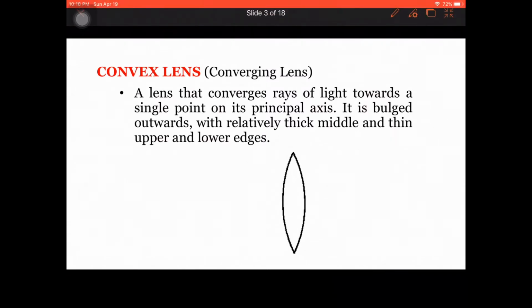So as you can see in our diagram over here, this is a rough representation of a convex lens. It has thin upper and lower edges. It is bulged outwards and it is called a converging lens. But why is it called a converging lens? Rather, why and how does it converge light rays? So to understand, we will first have a recap about prisms.